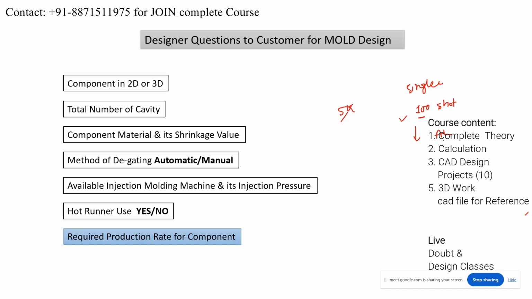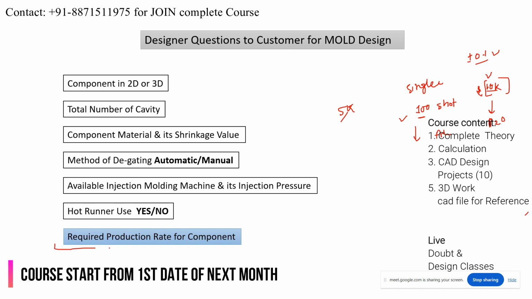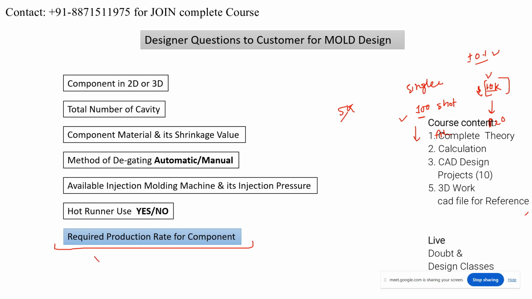Absolutely. Right? But if the customer needs a thousand or 10,000 shots in a precise dimension, for example, the customer needs plus minus 0.1 tolerance in a dimension, then what material do we have to use? Hardened materials, like P20 material. So the required production rate is very important. Is it clear? Depending upon how much production the customer needs, we have to use the hardened material.